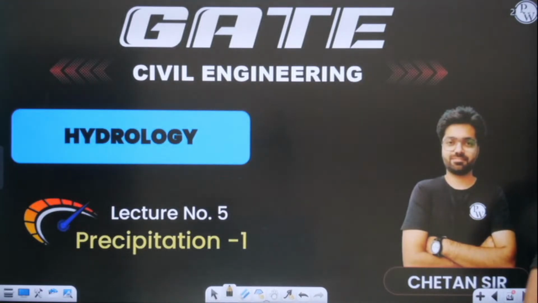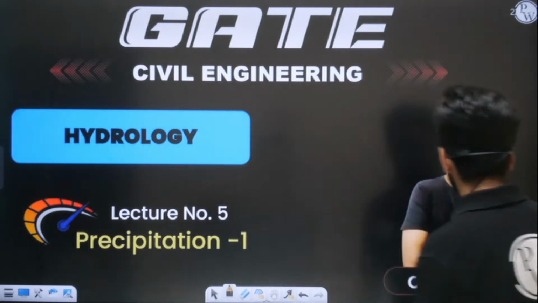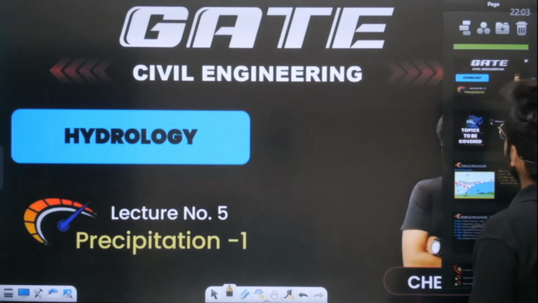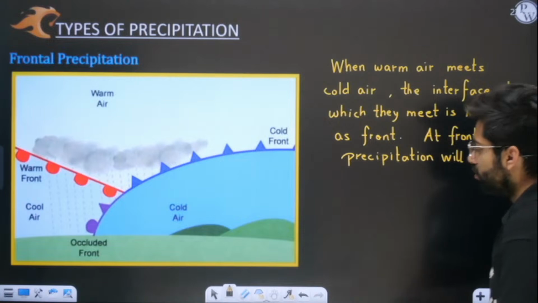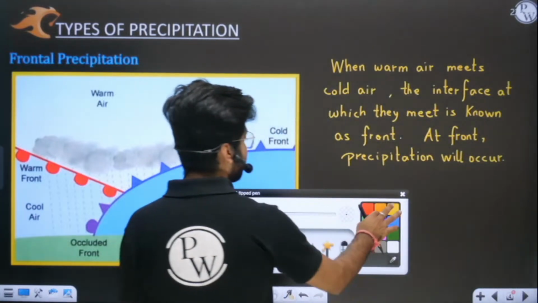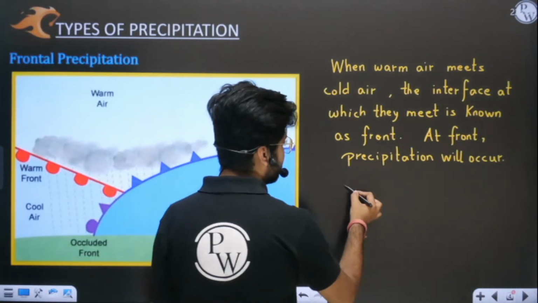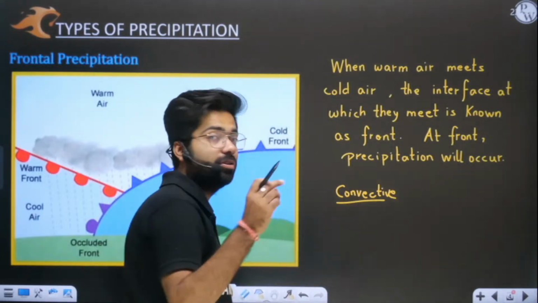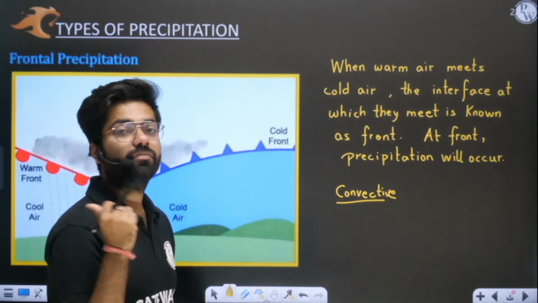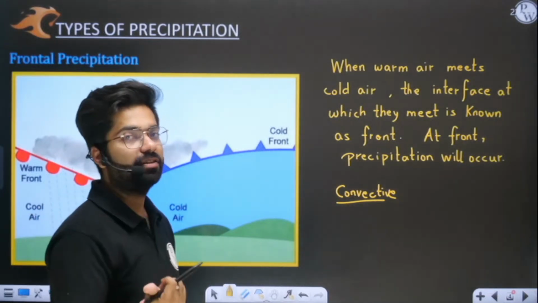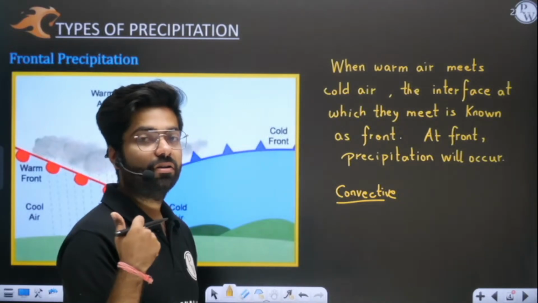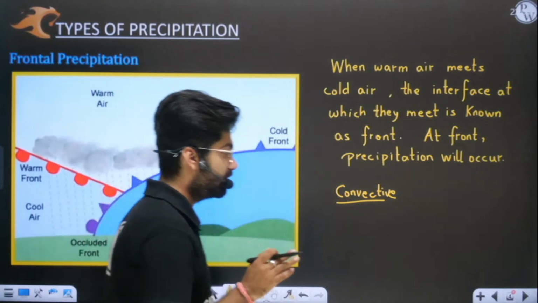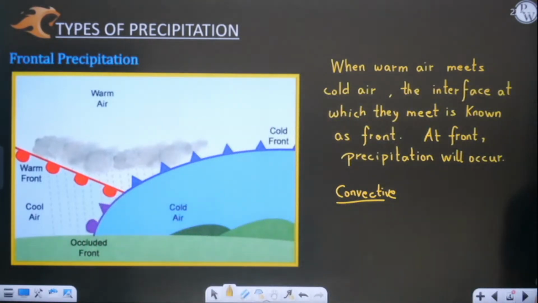So in the last class we have seen types of precipitation. I hope you remember all the types. Firstly, we discussed convective precipitation. Everyone kindly comment: convective precipitation is caused because of which phenomenon? Pressure difference, temperature difference, an orographic barrier, or the meeting of hot and cold air?